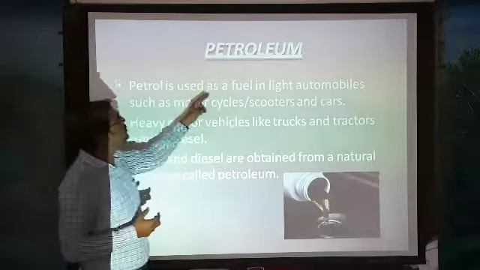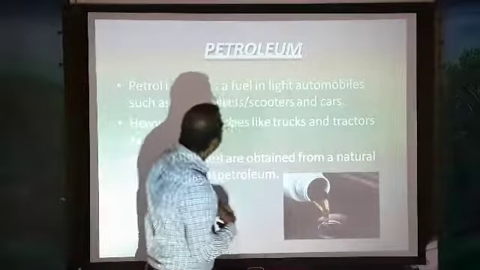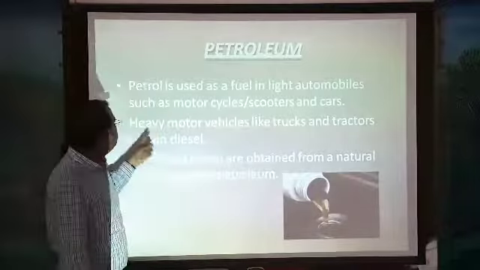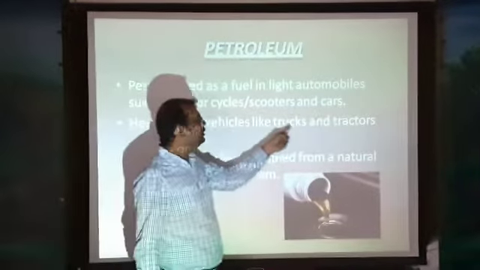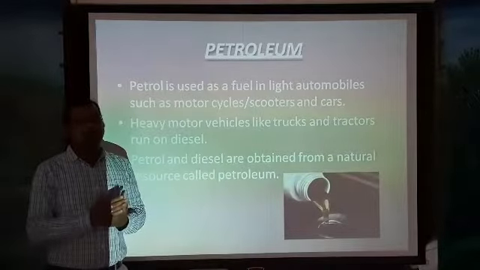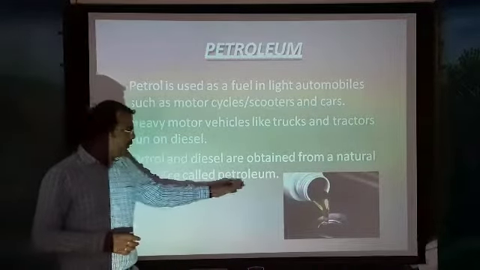Petrol is used as a fuel in light automobiles such as motorcycles, scooters and cars. Heavy motor vehicles like trucks and tractors run on diesel. Petrol and diesel are obtained from a natural resource called petroleum. So petroleum is the raw material for petrol and diesel, and even kerosene. Kerosene, petrol and diesel are all obtained from the raw material called petroleum.